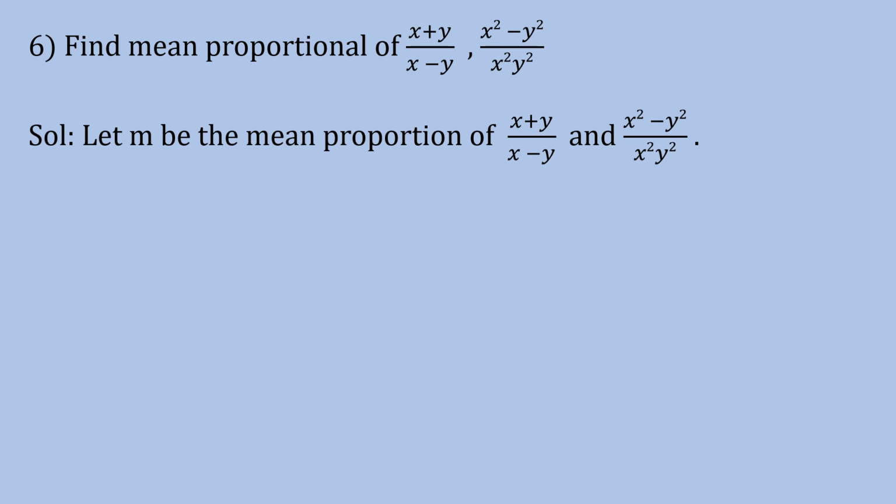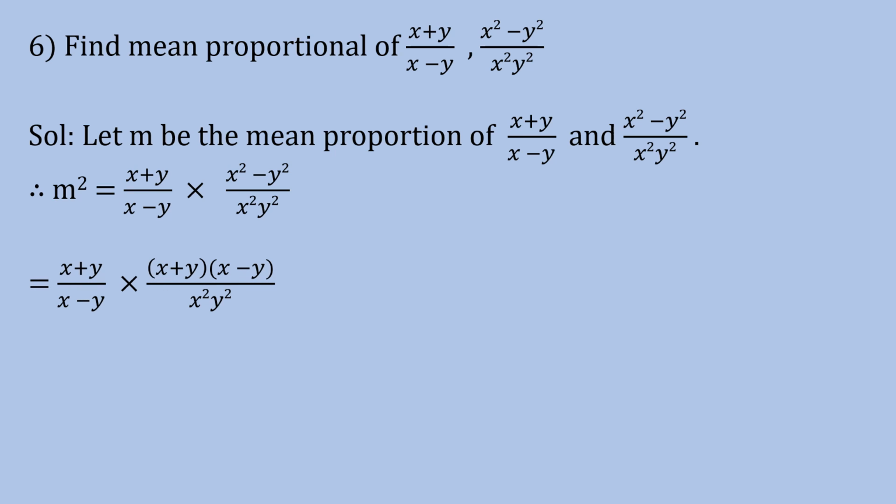So let m be the mean proportion of x plus y upon x minus y and x square minus y square upon x square y square. So you know, therefore it will become m square equal to x plus y upon x minus y into x square minus y square upon x square y square. Now students, here we can use the identity, that is the a square minus b square identity. What is the a square minus b square identity? A plus b into a minus b. So let's solve, we'll use that.